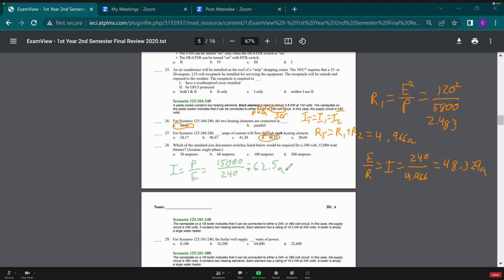Perfect. Now, with disconnect switches, you want the next highest standard size of safety switch. That's because if I run 62 amps through a 60 amp disconnect switch, I don't have big enough fuses. That and then the busing isn't rated for it. It's going to become a hotspot and it's going to become dangerous. So you go to the next standard size, which is 100 amps.